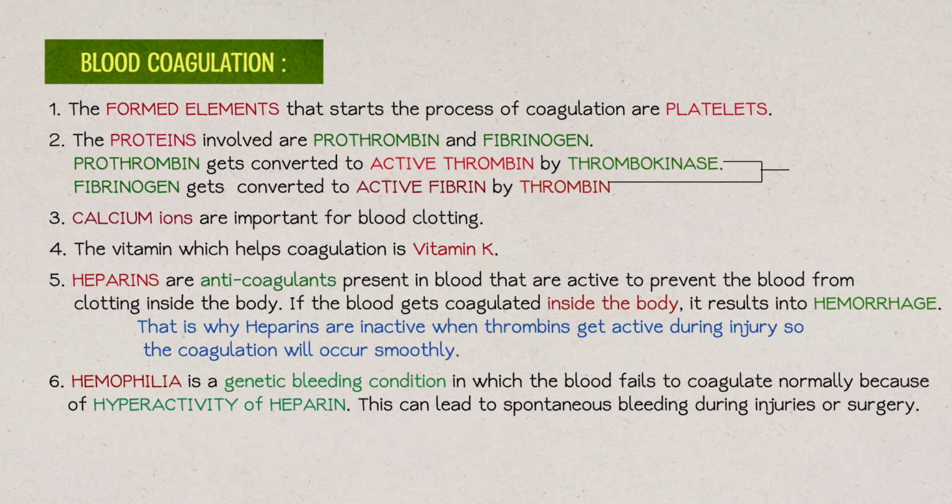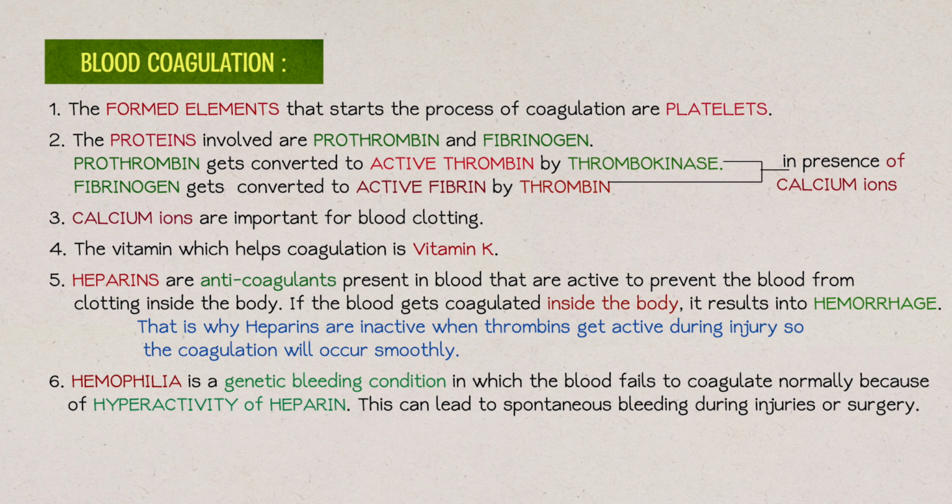Now let's look at few important points about coagulation. In short, the formed element that starts the process of coagulation is platelet. The proteins that are involved are prothrombin and fibrinogen. Prothrombin gets converted to active thrombin by thrombokinase, while fibrinogen gets converted to active fibrin by thrombin in presence of calcium ions. Calcium ions are important for blood clotting. The vitamin which helps coagulation is vitamin K.